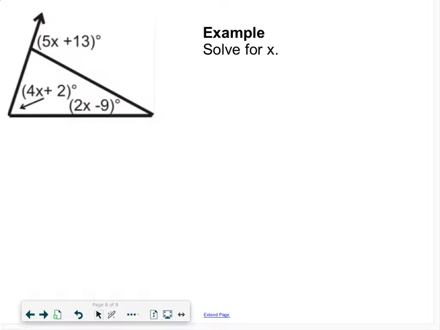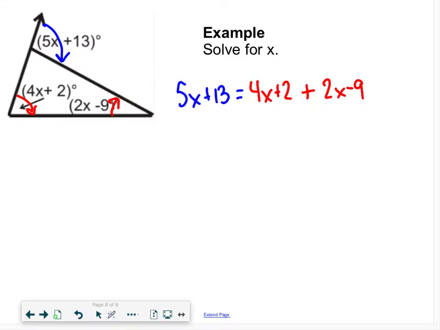All right, same logic applies here. I have an exterior angle and two remote interior angles to it. So if I take that exterior angle, it should equal the sum of the two remote interiors. So 4x plus 2 plus 2x subtract 9. Right? So I can set this up. The exterior angle theorem allows me to do this setup.